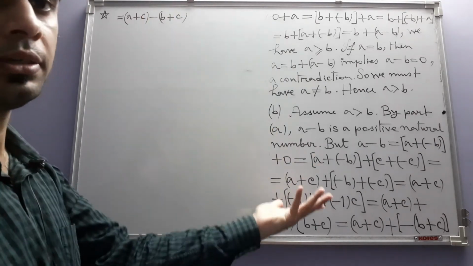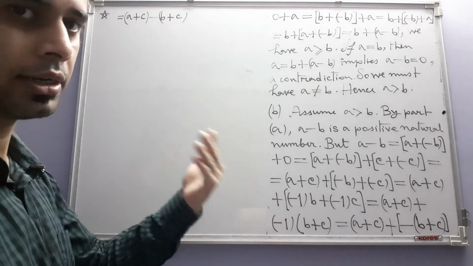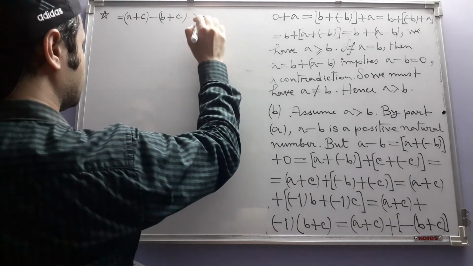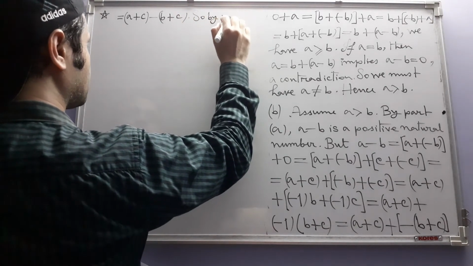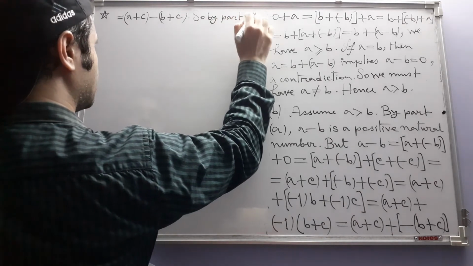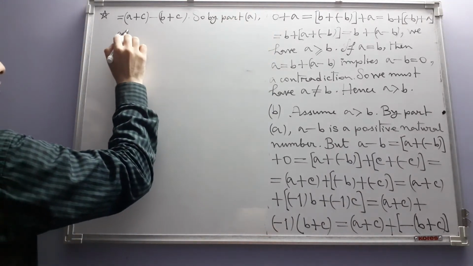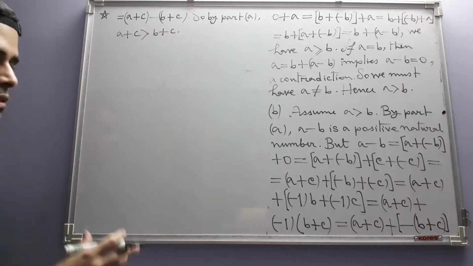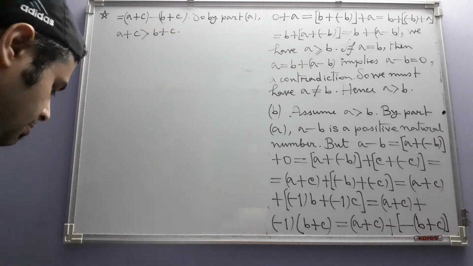So this is a positive natural number. So we can again use part A, because in part A we have if and only if. So by part A, a plus c is greater than b plus c. So that's how we have this part B.